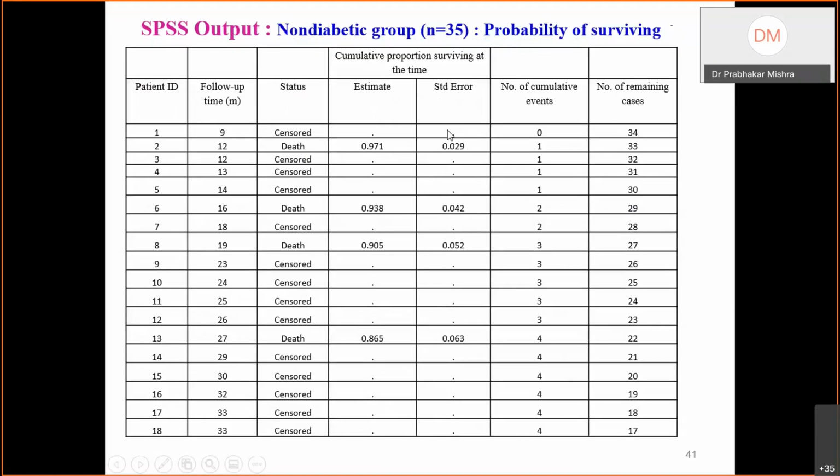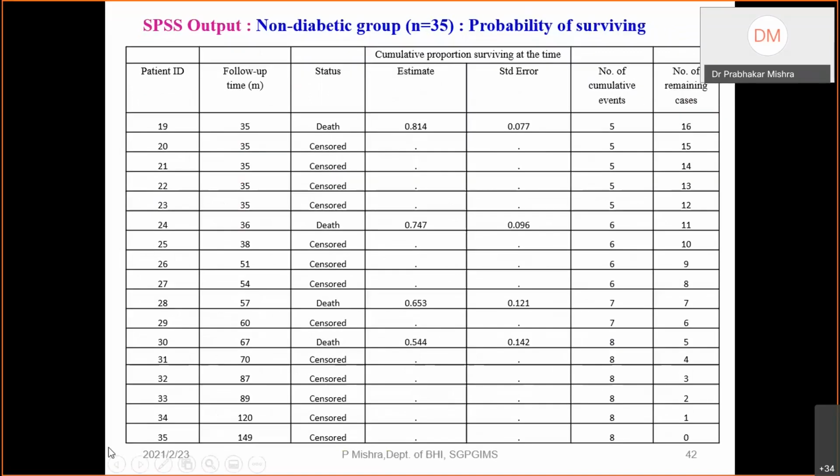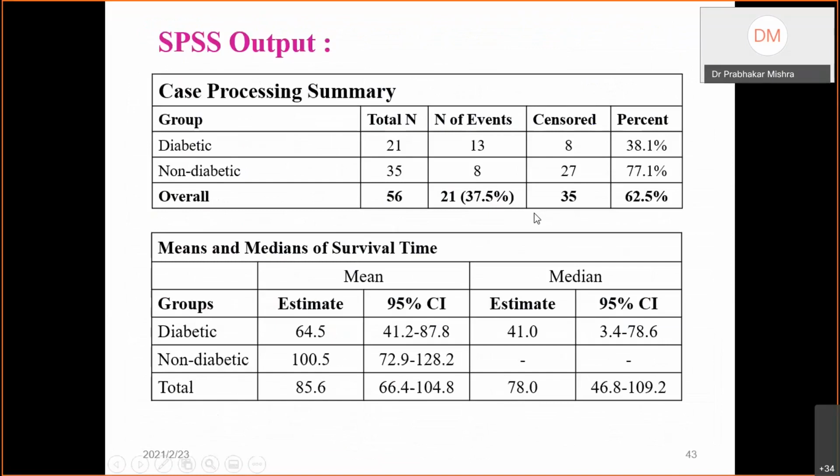And see, similarly this is the non-diabetic group follow-up status, and the estimated survival probability is calculated like the diabetic group. And see, there are 35 patients in this group. Now another output is coming.